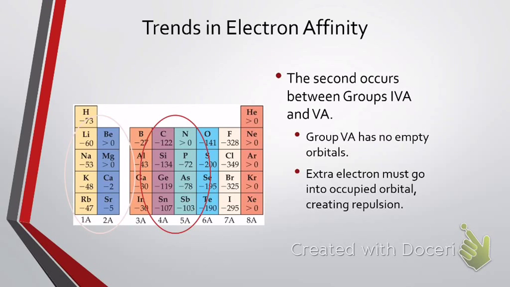Hopefully this has helped explain a little bit about ionization energy and electron affinity. Just remember, ionization energy is the amount of energy it takes in order to remove an electron. Electron affinity is the amount of energy that's given off when you add an electron to make an anion.